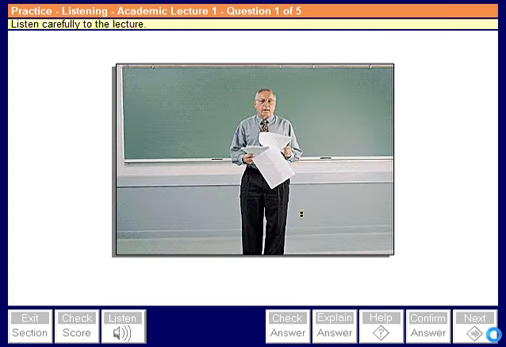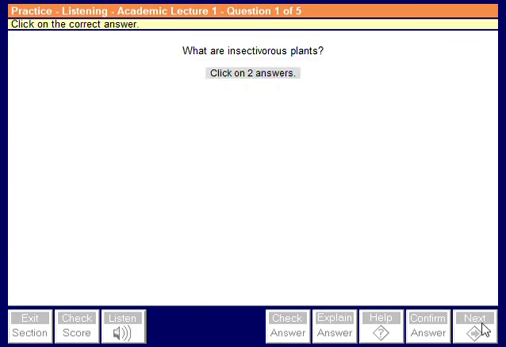I hope that from our discussion of the Venus flytrap, you have developed a clear understanding of how this and other insectivorous plants function. What are insectivorous plants?